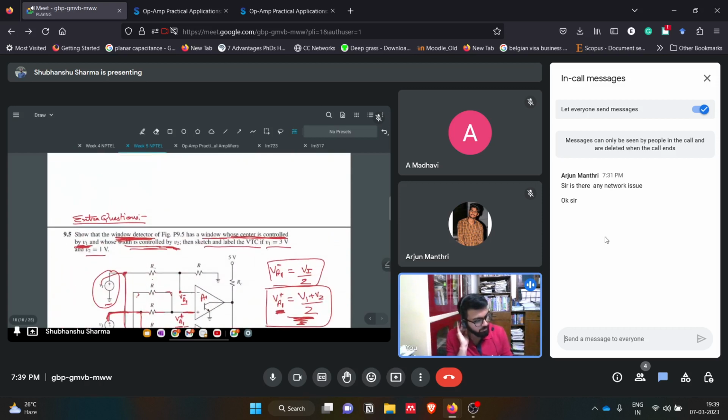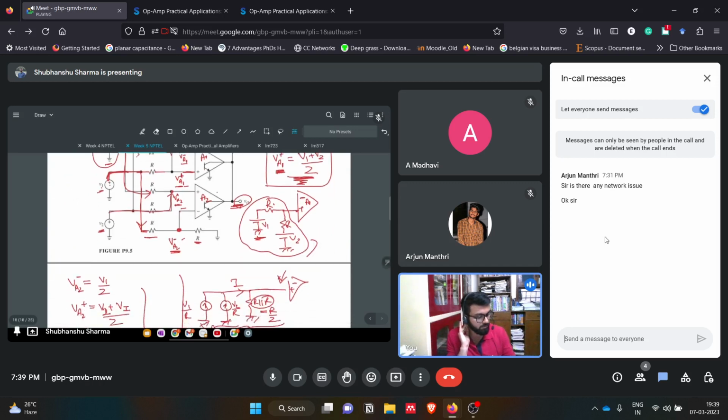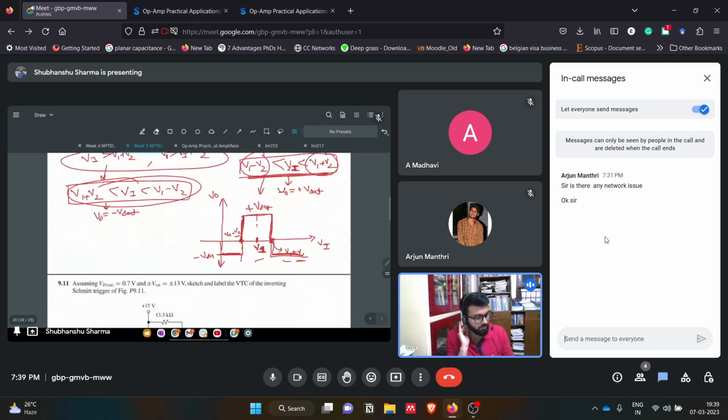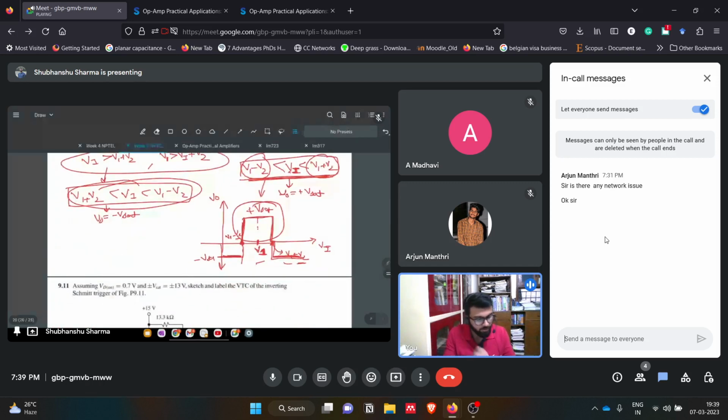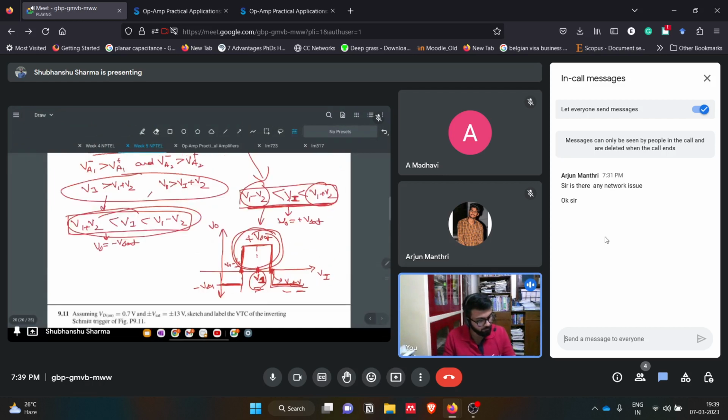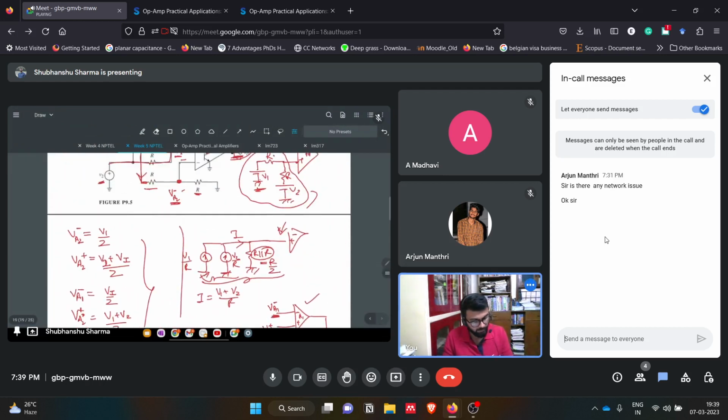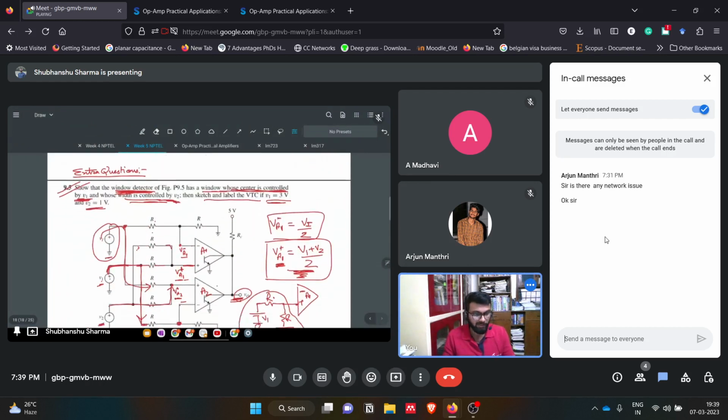So that is based on V1 equals 3 volt and V2 equals 1 volt. You can get the width of this window. So basically we got this window. The center of the window is being decided by the V1 voltage, and the width is being decided by the V2 voltage. Okay, so this question was based on a window detector. This is done. Fine.